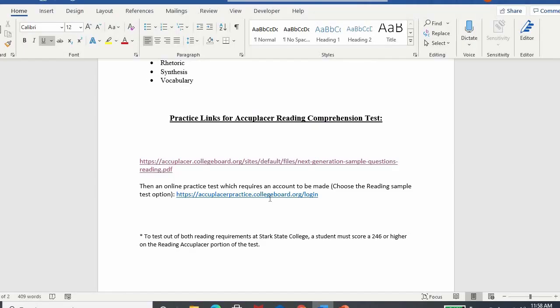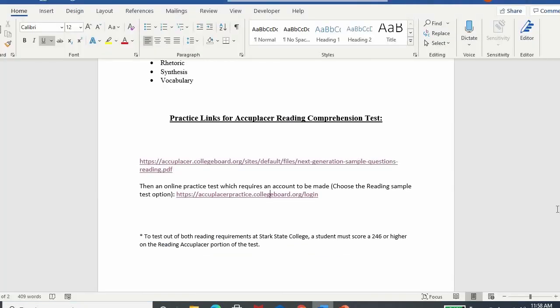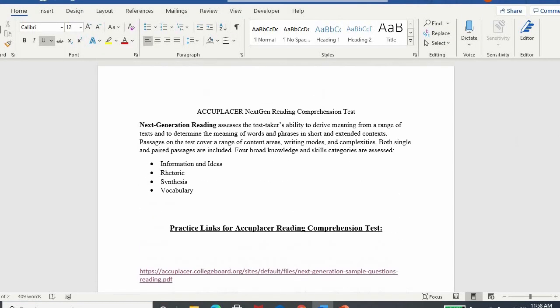And then finally, this will make you create an account. But if you do so, you can have access to another practice test. So I would recommend creating an account if you haven't already done so, so that you can have access to that. And that is my information in terms of the ACCUPLACER reading.